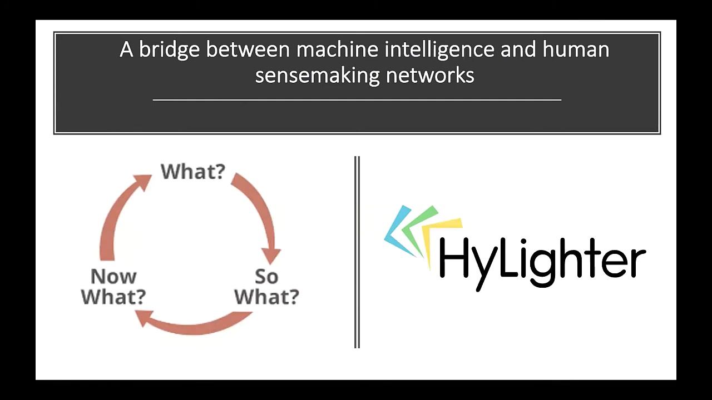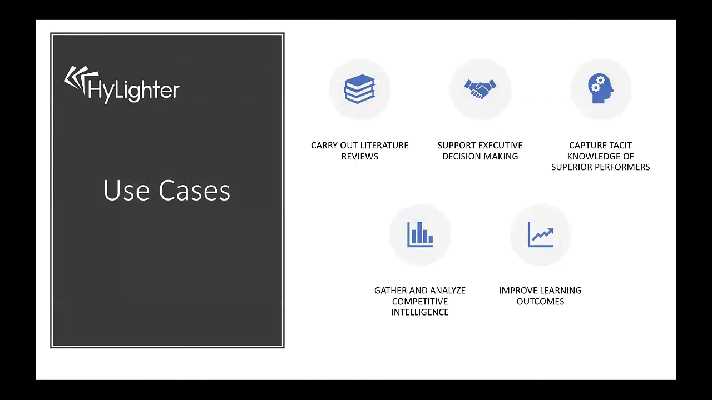In a sense, HyLighter is a bridge between machine intelligence and human sense-making networks. This bridge will establish a feedback loop where humans answer so what and now what questions, and machines learn how to better assist humans in their sense-making efforts. Currently, HyLighter is focusing on team science, executive decision-making, and education, among many possible sectors and use cases that could benefit from our sense-making technology.